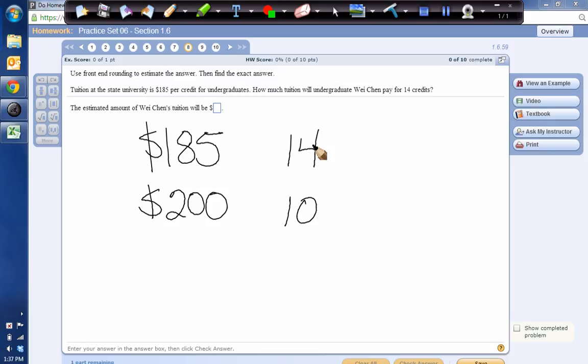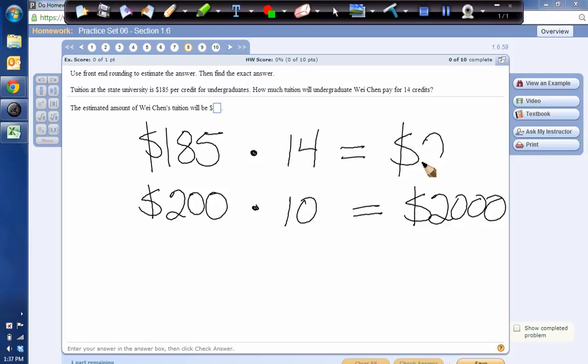Okay, so we can multiply this. She has to pay $200 a credit for about 10 credits, and that would multiply to give us $2,000. Okay, so this is the rounded answer. And then to get the exact answer, we'll multiply 185 times 14, and that will give us 2,590. Great.